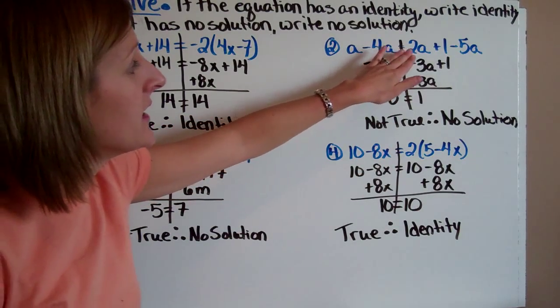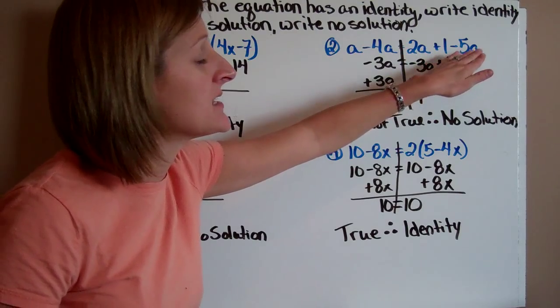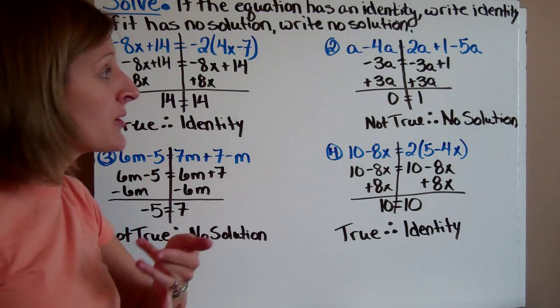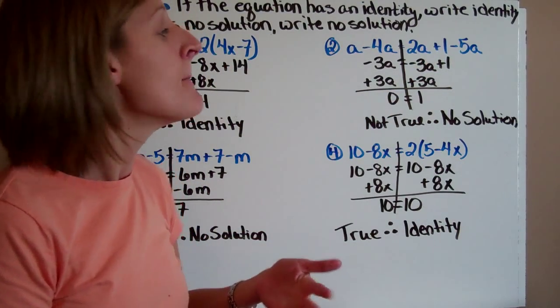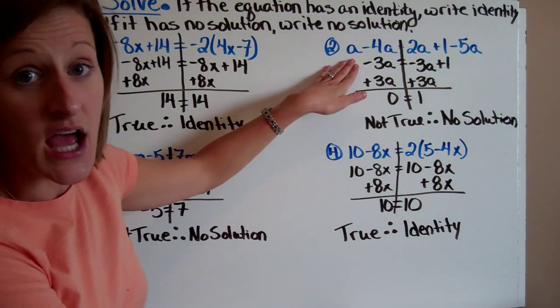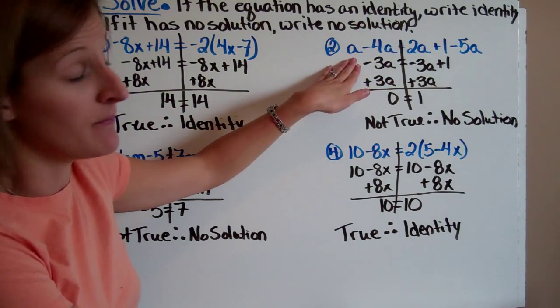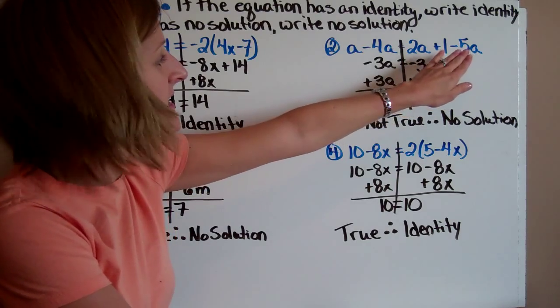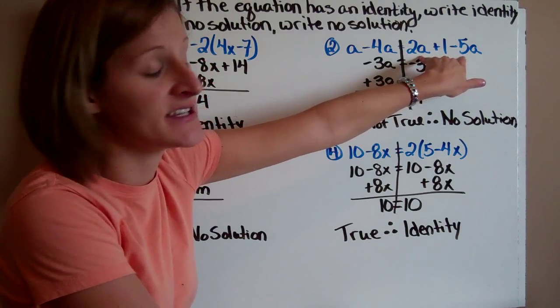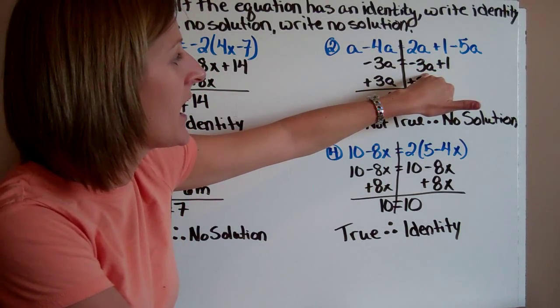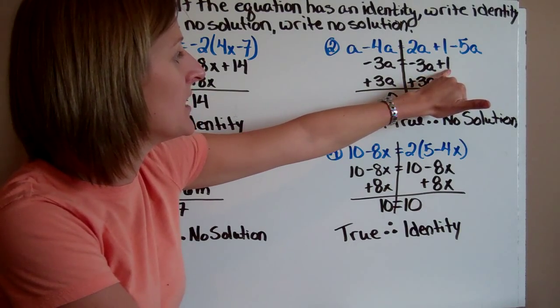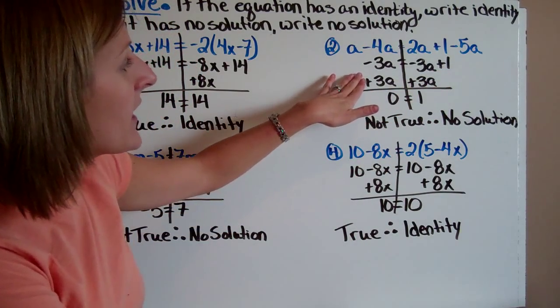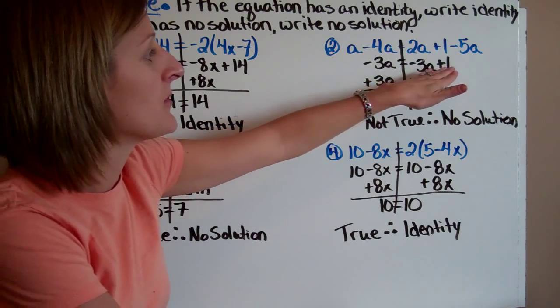Alright, now on to 2. A minus 4a equals 2a plus 1 minus 5a. Now I don't need to distribute and I don't have fractions, but my left hand side has all the like terms combined, but my right hand side doesn't. So I need to do 2a minus 5a, and that's negative 3a. Now I still have the plus 1. Alright, now I have negative 3a equals negative 3a plus 1.